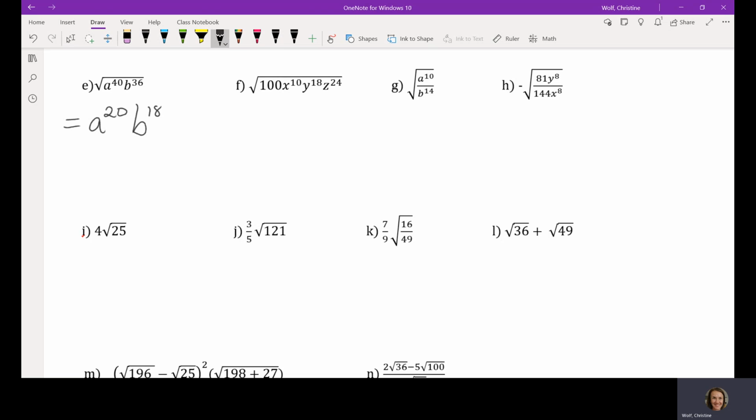Again, just do one thing at a time. The first thing is the square root of 100. What times what is 100? 10. So we take that out.